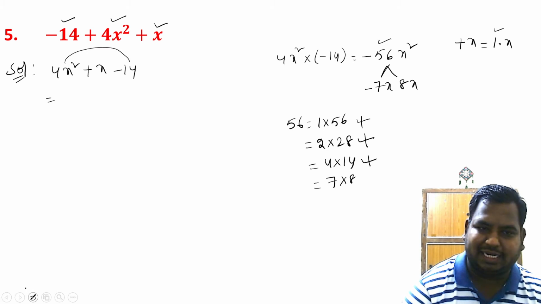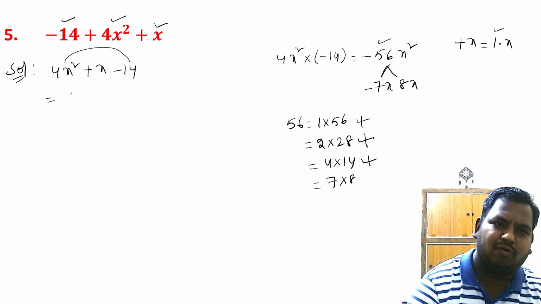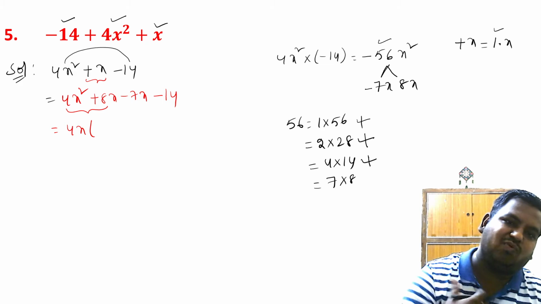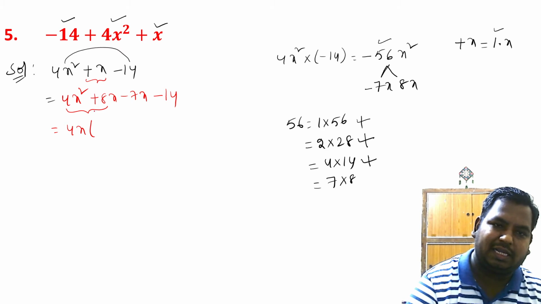We'll continue with the factorization. 4x square. We can write x as plus 8x minus 7x. Final term is minus 14. From the first two terms, I can take 4x common. 4x into what is 4x square? It's x. 4x into what is 8x? It's 2.